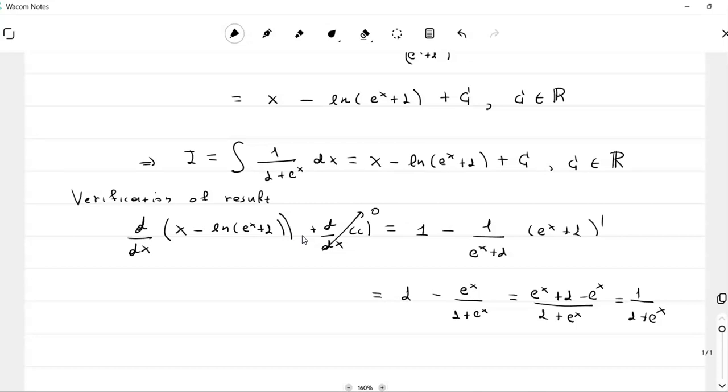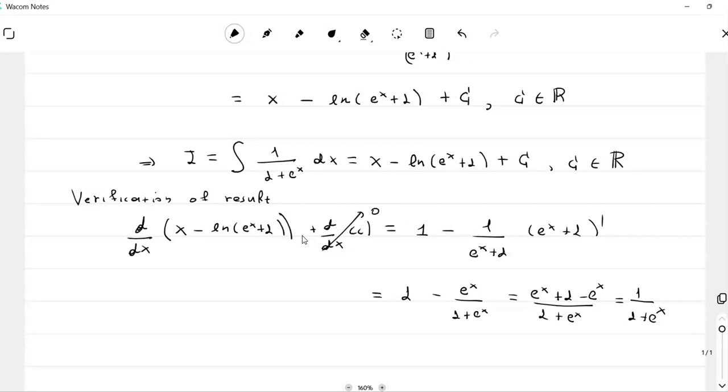I take the derivative of this, and this gives me 1, because the derivative of the identity function is equal to 1. And the derivative of the natural logarithm, where the argument is a function, is 1 over e to the power of x plus 1 times the derivative of e to the power of x plus 1. As a consequence, by having a common denominator, in the numerator I obtain 1, and in the denominator I have 1 plus e to the power of x. Hence, my result is correct.